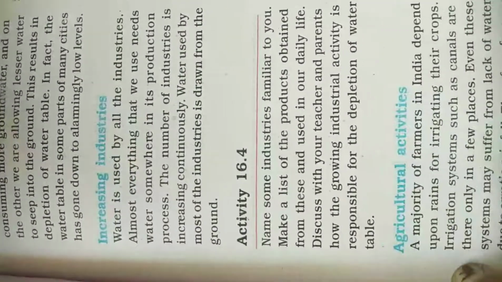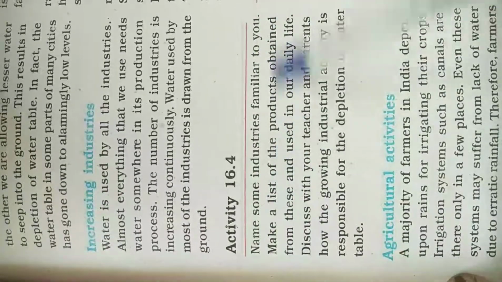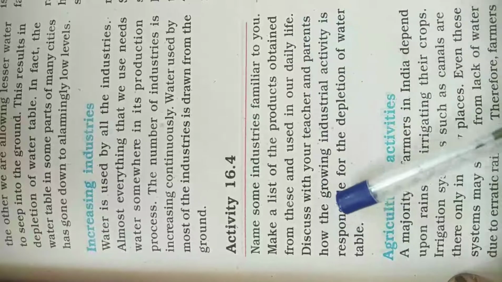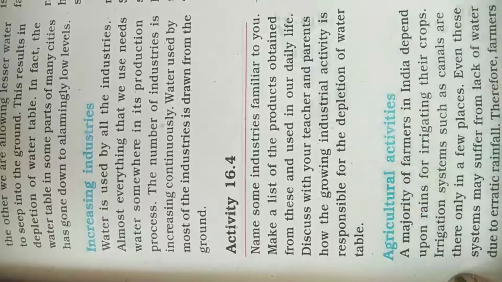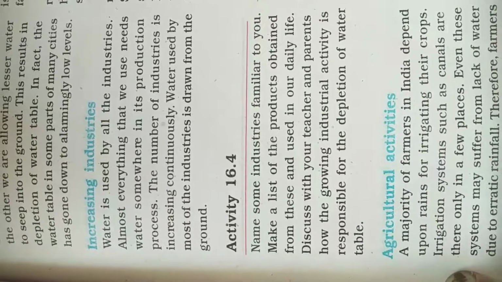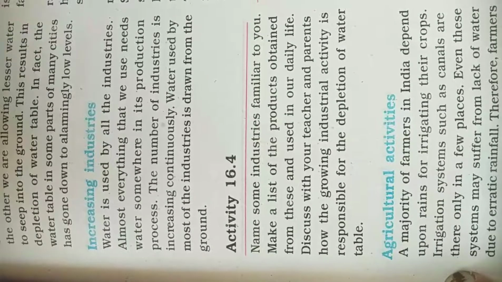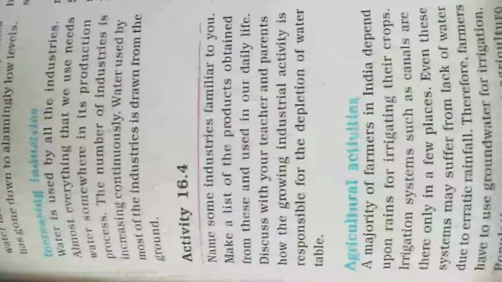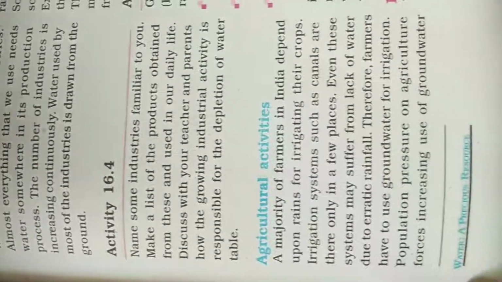Again here one activity is shown. Name some industries familiar to you. Make a list of the products obtained from them and used in our daily life. Discuss with your teacher and parents how growing industrial activity is responsible for the depletion of water table. So before we discussed that many industries are there. Day by day industries are growing, and with the increasing industries the water level under the ground decreases. Then next, agriculture also uses water and the water table decreases.